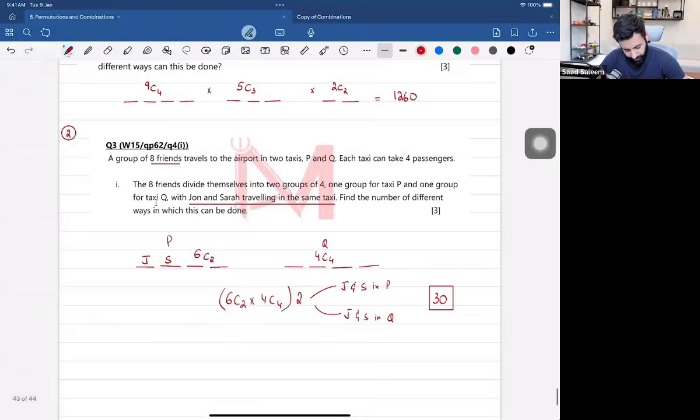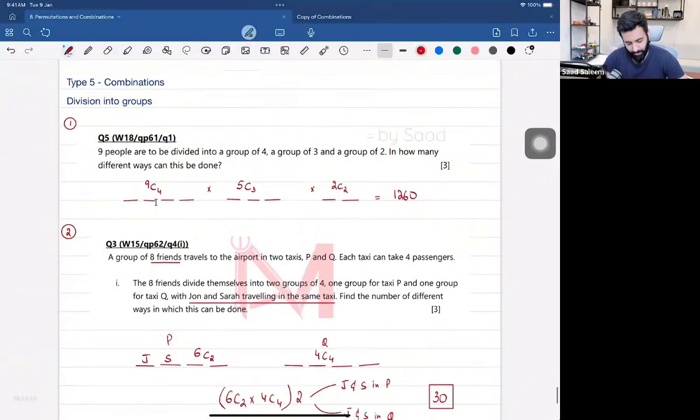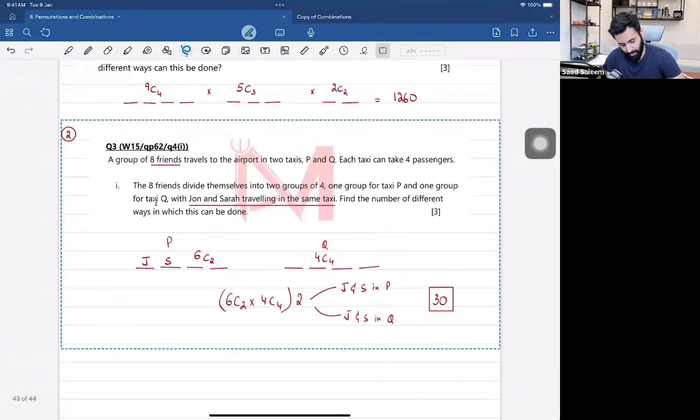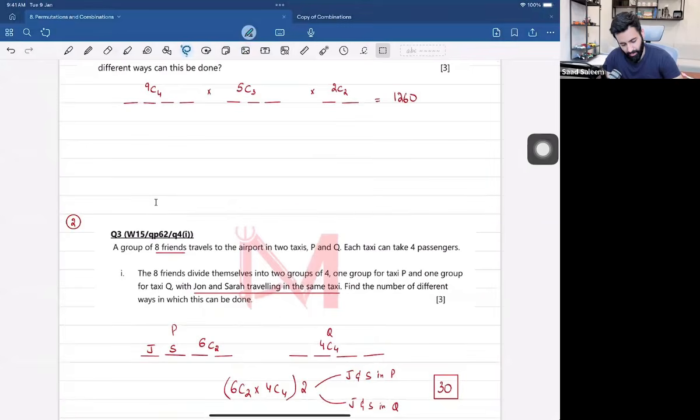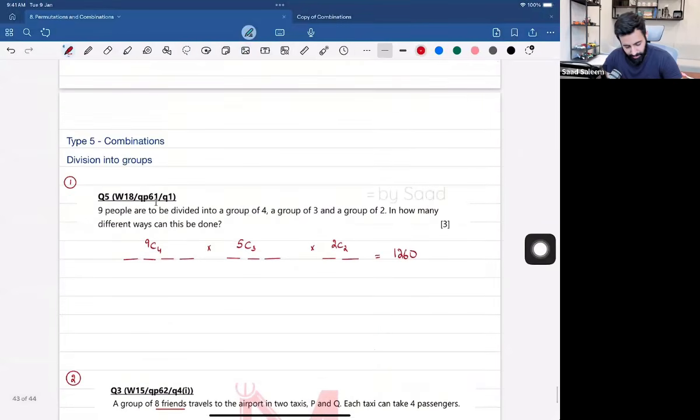Another thing to keep in mind is that, if you go back to example number 1, one thing you should keep in mind is that we did 9C4 into 5C3 into 2C2. Okay, which suggests that you should first divide them into a group of 4, then a group of 3, then a group of 2. The order doesn't make a difference. Meaning that if I had done 9C3 first, and then 6C4, meaning first I divide them into a group of 3, then 4, and then 2, notice what we get? We get the exact same answer.